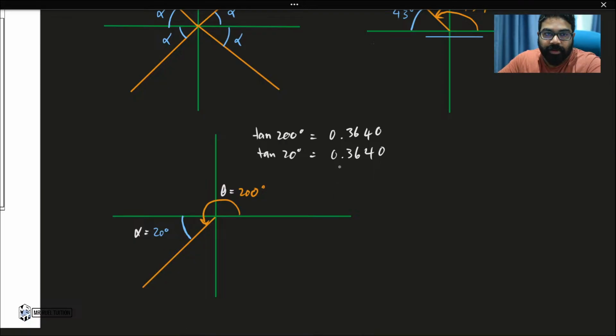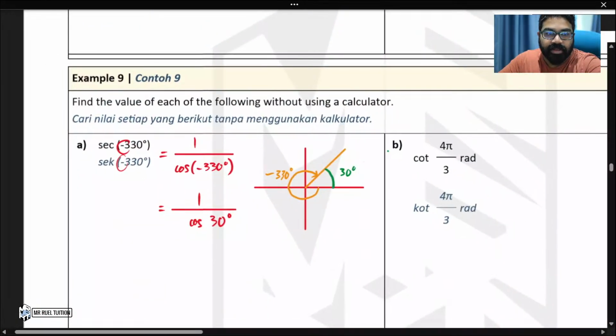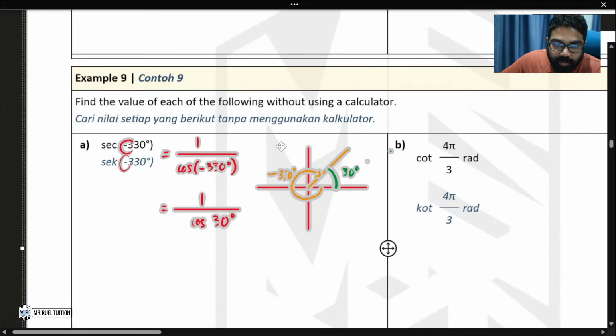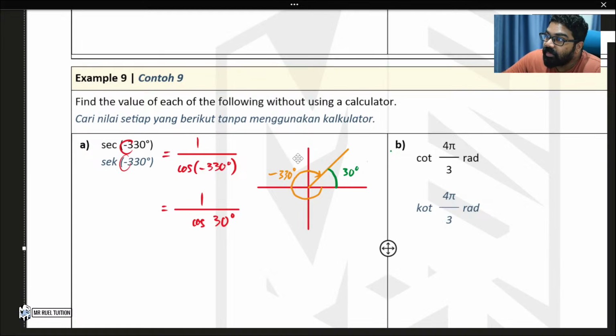Understand? So back to our question. Balik pada soalan kita. The cos of negative 330, okay, magnitude will be the same as the cos of the alpha, cos 30, magnitude will be the same. That's all. Okay.